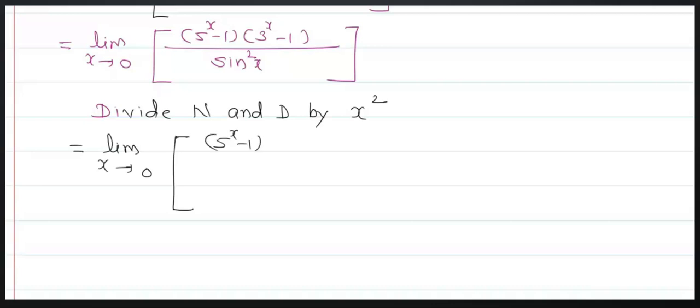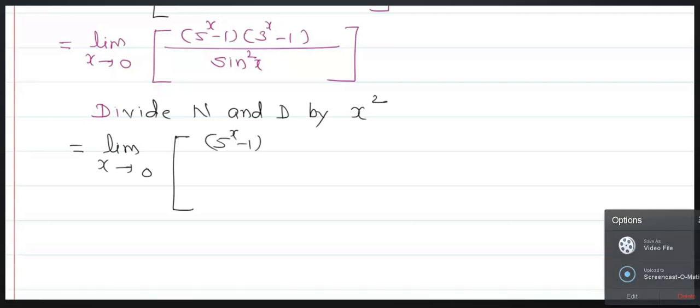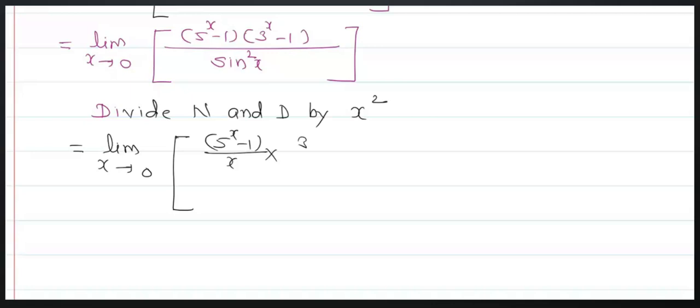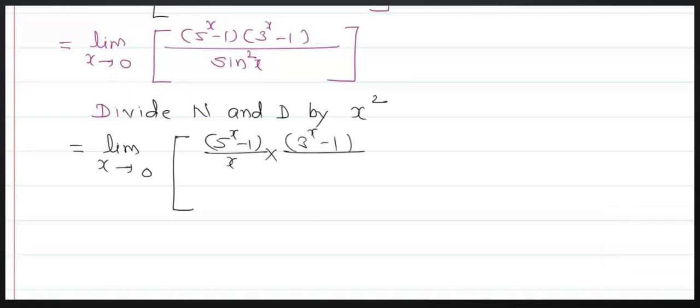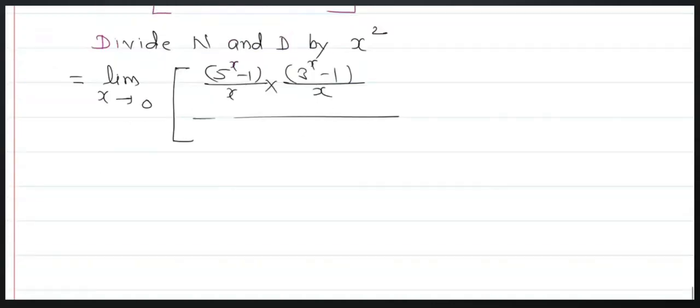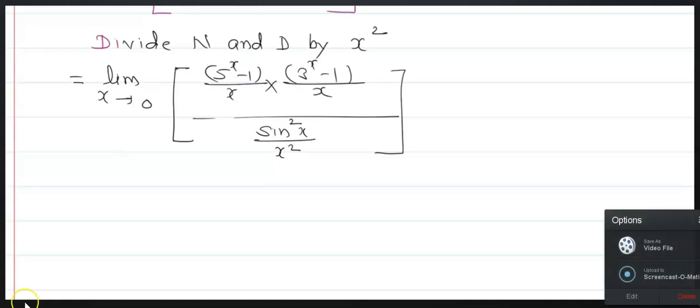Therefore, limit x tends to 0, 5 raised to x minus 1 upon x into 3 raised to x minus 1 upon x upon sin square x upon x square. And now see this, as limit x tends to 0, the answer of this is log of 5 into log of 3 upon 1 square. And you will get log of 5 into log of 3.